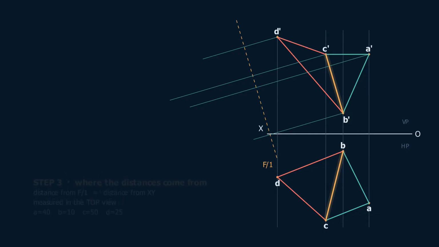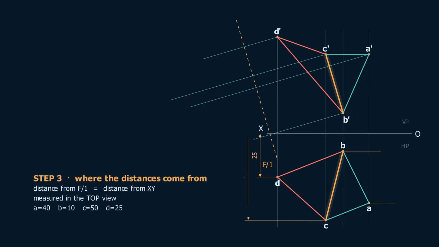Step 3. And this is the step that decides whether your drawing is right. Every distance in a new view is copied from the view you skipped over. We came from the front view, so we skipped the top view, which means we measure how far each point lies below XY. A is 40. B is 10. C is 50. D is 25. Take each of those 4 measurements with your divider, and step it off along that point's own projector, starting from the F1 line and going outwards. Mark the ends A1, B1, C1, and D1.